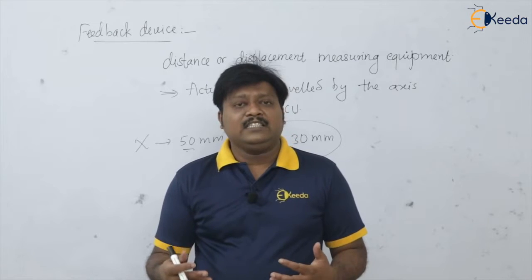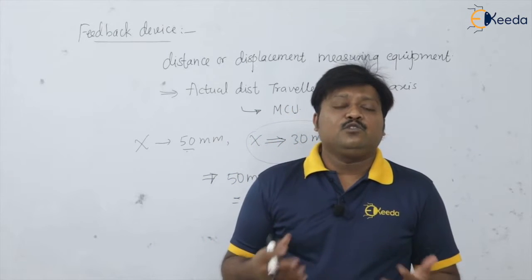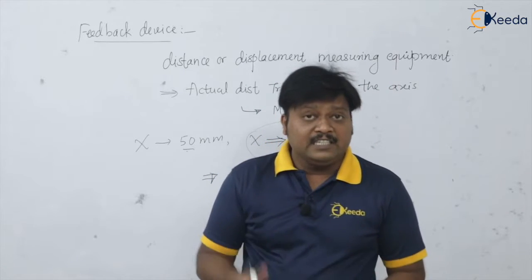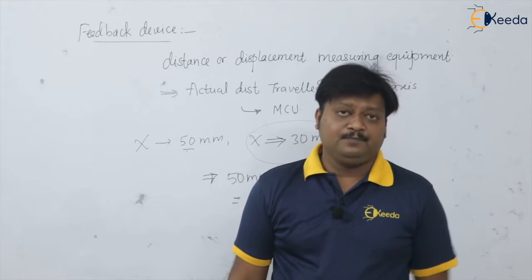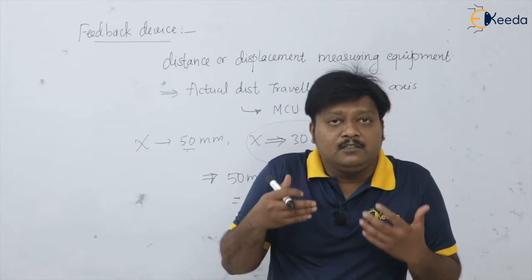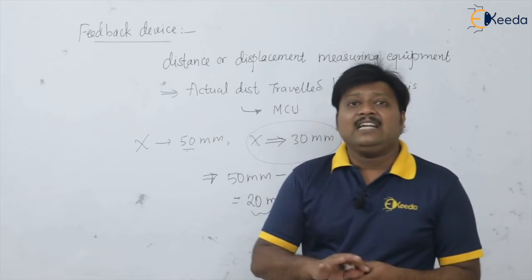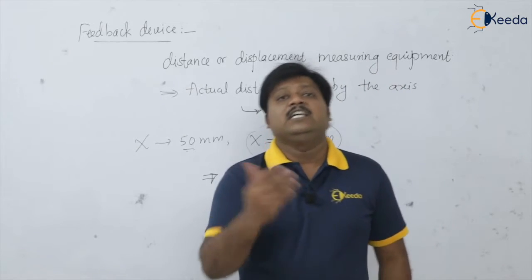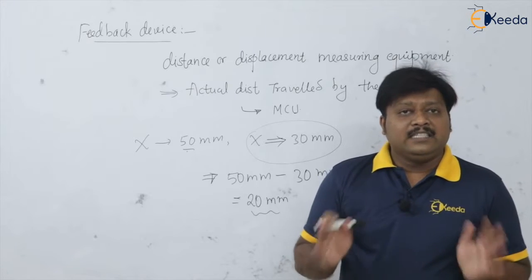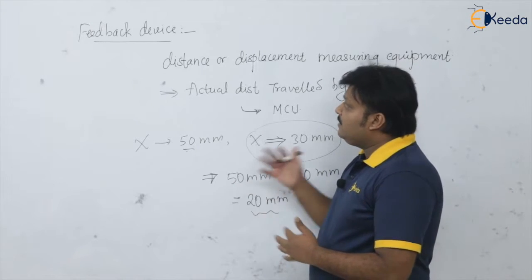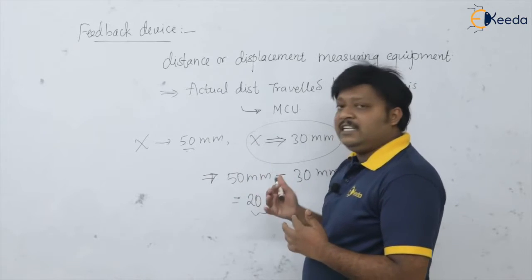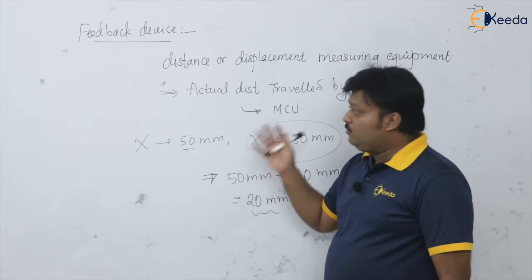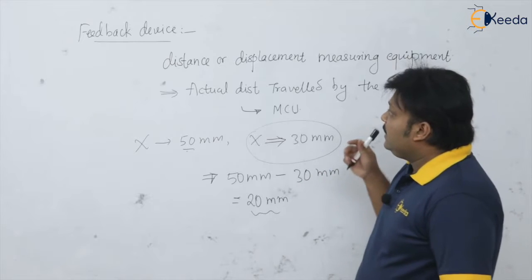So to move this axis for still 20 millimeter, the MCU is going to produce that much series of pulses. Definitely it will generate it and send it to the drive unit. So what will the drive unit do? It will take this pulsating energy and convert it into mechanical energy, which is nothing but the displacement of the axis for 20 millimeter. Isn't it? So this is how this feedback device is giving the actual distance which is traveled by the axis time to time.